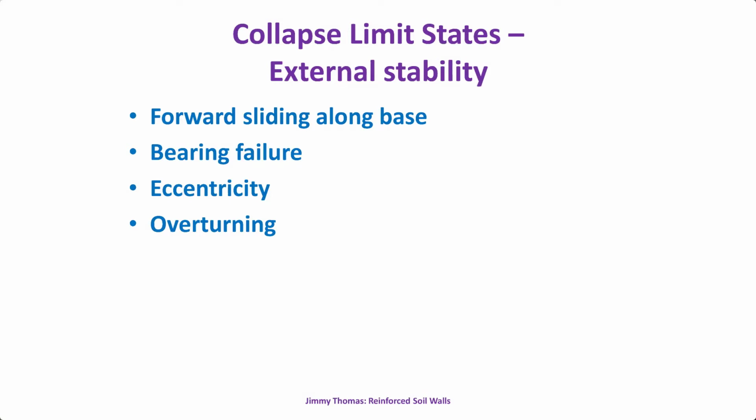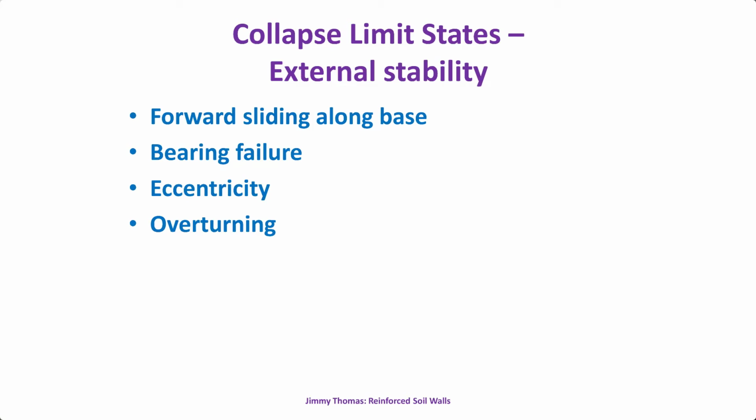Then we come to the collapse limit states. So first is to ensure stability. That means the wall should not collapse. So here, external stability means the failure happens outside the reinforced soil zone. That means here the strength of the reinforcement does not come into the picture actually.